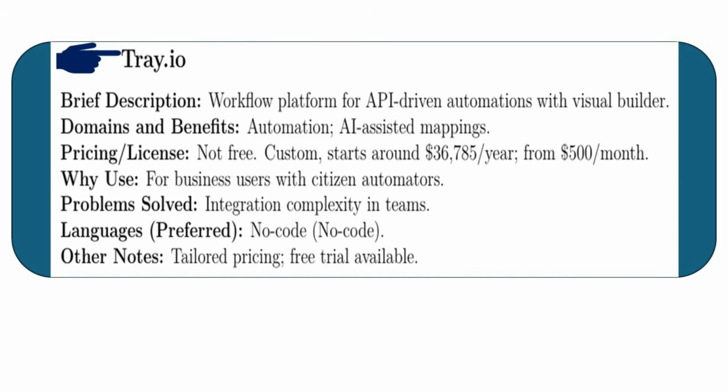Automation is the domain, and the benefit is AI assistant mapping. Pricing: license not free, custom, starts around $36,785,000 per year, from $500 per month. Why to use: for business users with citizen automators. Problem solved: generally integration complexity in teams. Language preferred: no code. Other notes: tailored pricing, free trial available.